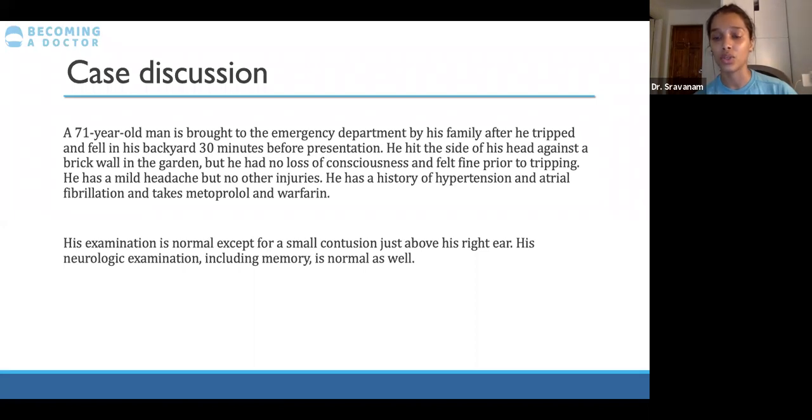He has a small contusion right above his right ear. So it could be just from falling on the brick wall on the side, but we're not too worried. I'm not sure if you guys can actually see me. The Battle sign is usually over here, and the wording is quite confusing. It says just above his right ear, so he could have just done that when he fell on the brick. So we're not too worried. His neurological examination, including memory, is normal as well. Okay, brilliant.